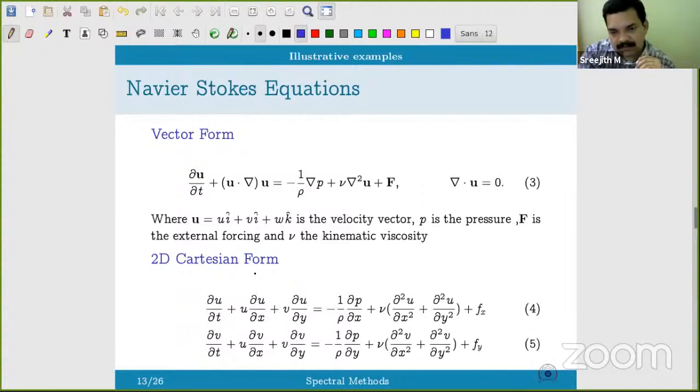So we move on to the 2D part of this equation, where the third velocity component is omitted. In Cartesian form, the terms are like this: ∂u/∂t + u ∂u/∂x + v ∂u/∂y. This is the convection term, and this is the pressure term, −(1/ρ) ∂p/∂x, plus ν (∂²u/∂x² + ∂²u/∂y²) plus f_x, where f_x is the external forcing term. Also there is ∂u/∂x + ∂v/∂y = 0, the continuity constraint. So that is the 2D Cartesian form.